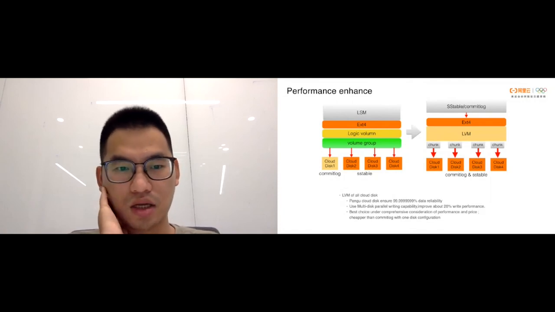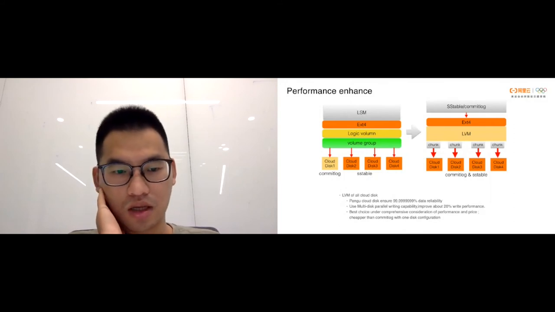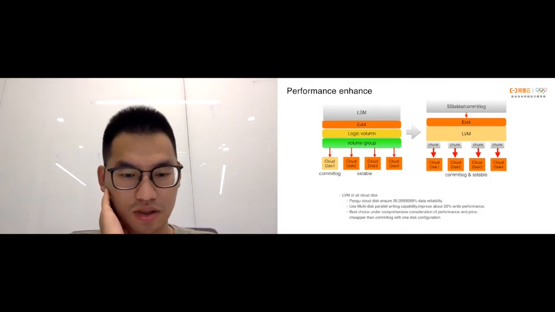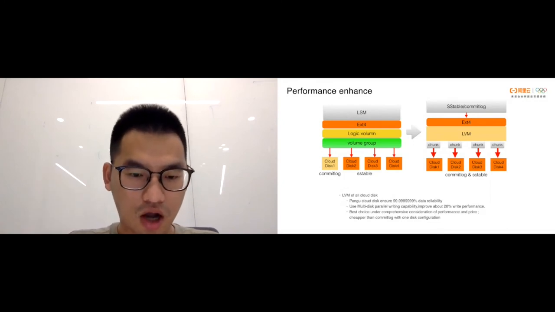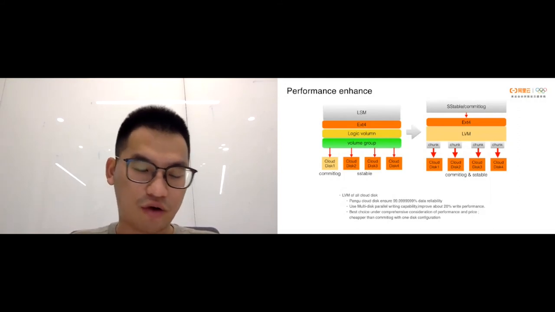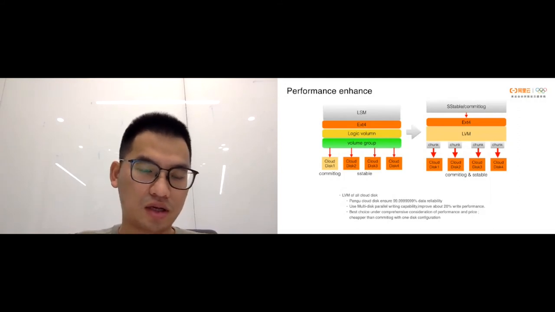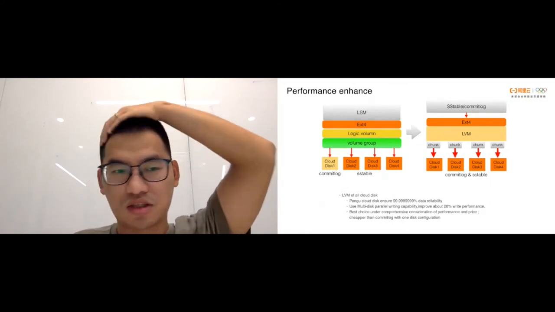We know that the left-side deployment will cost much money, and this is cheaper than the one-disk commit log configuration. It's cheaper than the left side picture deployment. Okay, that's it. We are done with performance enhancements.